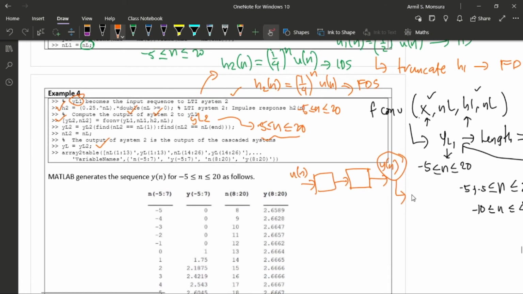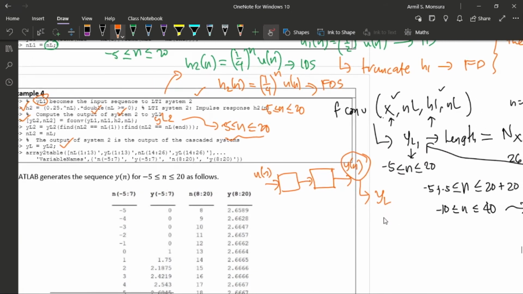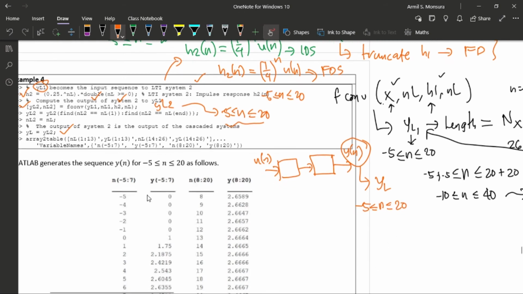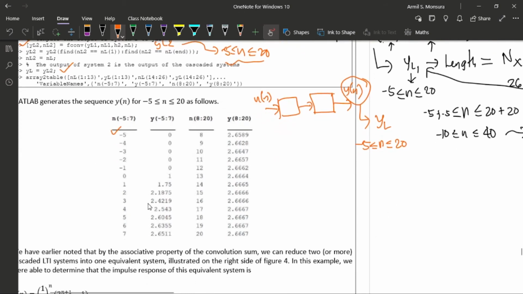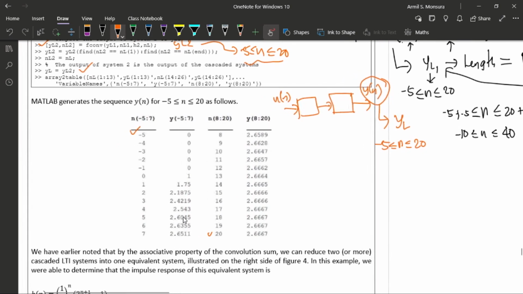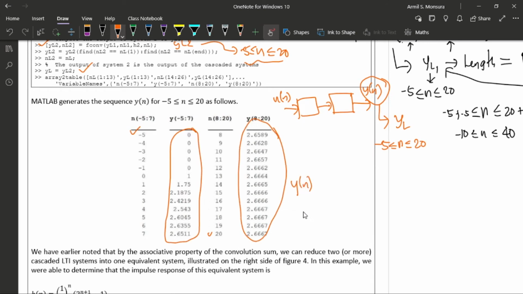So this y of n is represented by the vector yl in this command. The sample values of yl are correct within the interval of -5 to 20. Kaya yun lang yung kinuha natin, from -5 to 20 lang. So this is now the values of your sequence y of n, which represents the output of the two cascaded systems.